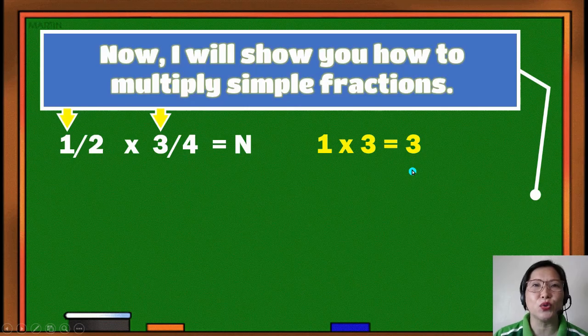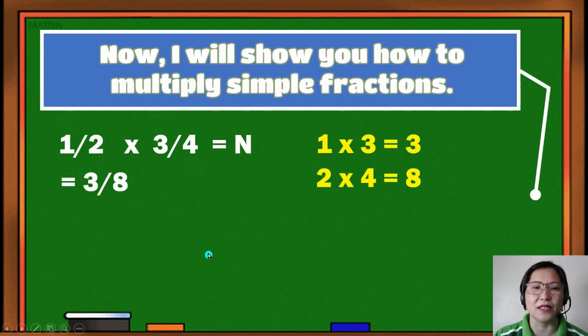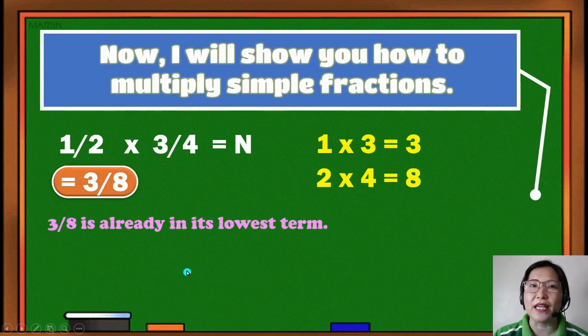Then we have the next rule, which is multiply the denominators. In our example, the denominators are 2 and 4. That's why we're going to multiply them. 2 times 4 equals 8. So 1/2 times 3/4 equals 3/8. And what do you notice about 3/8? 3/8 is already in its lowest term. So we don't need to follow rule number 3, which is to reduce it to its lowest term, because it's already in its lowest term. See, multiplying simple fractions is very easy.